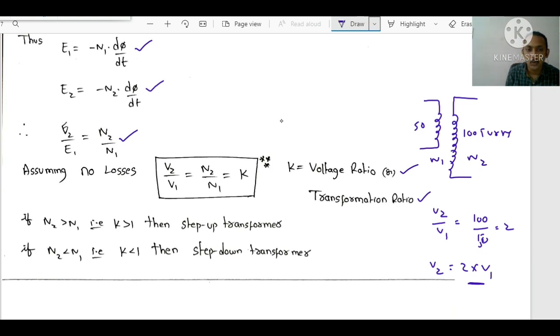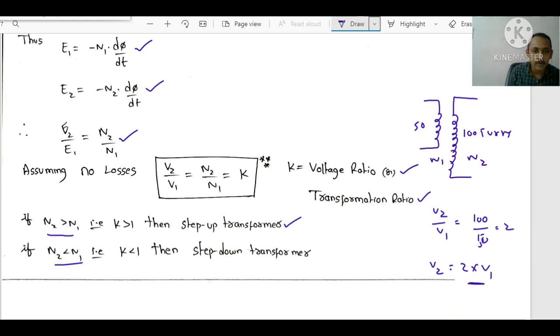Clear? Based upon the ratio, if N2 is greater than N1, then it is called a step up transformer. If you want to understand, take any two random whole numbers, take their ratio and observe. I have taken N2 as 100 and N1 as 50. The secondary winding has 100 turns, the primary winding has 50 turns. Now our secondary side voltage V2 will be 2 times V1. Like that you have to understand, right?